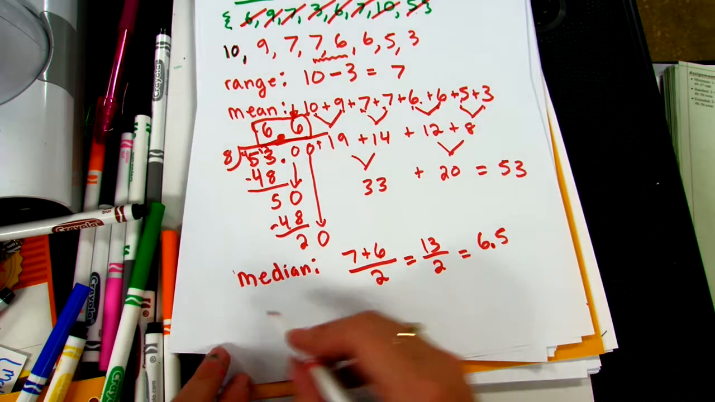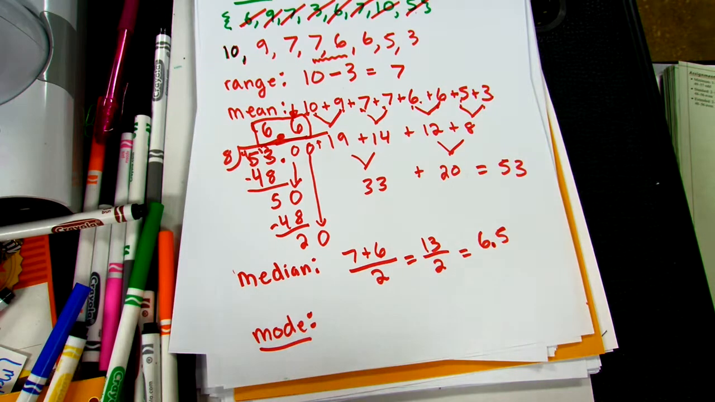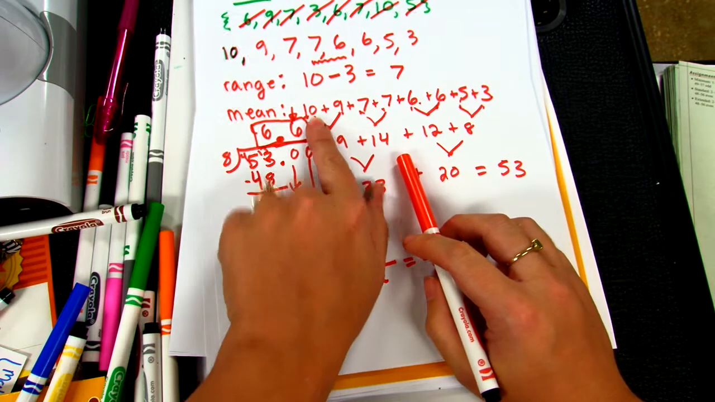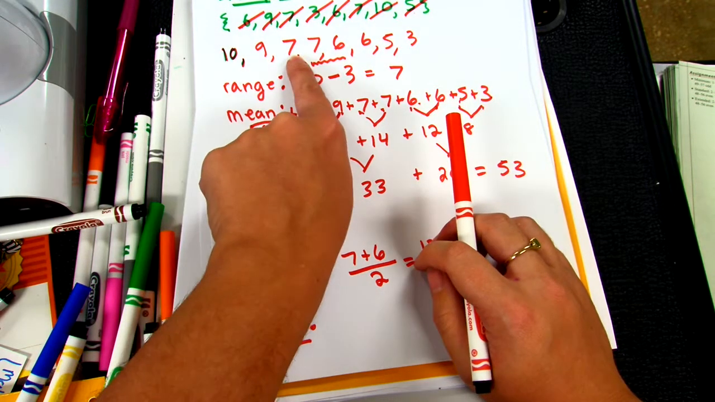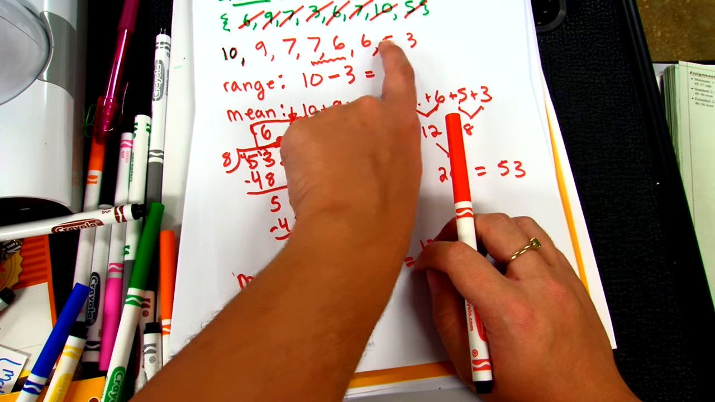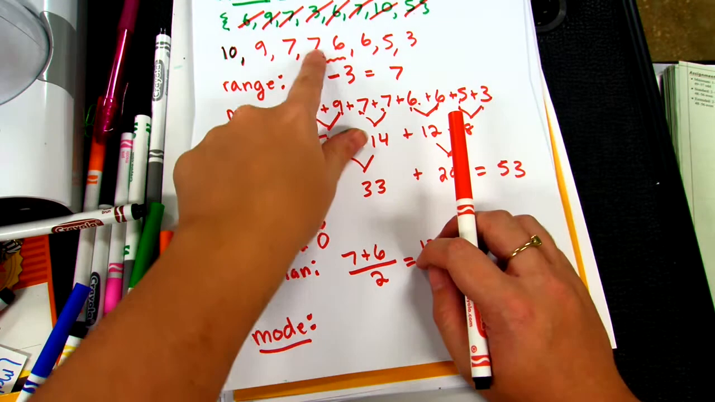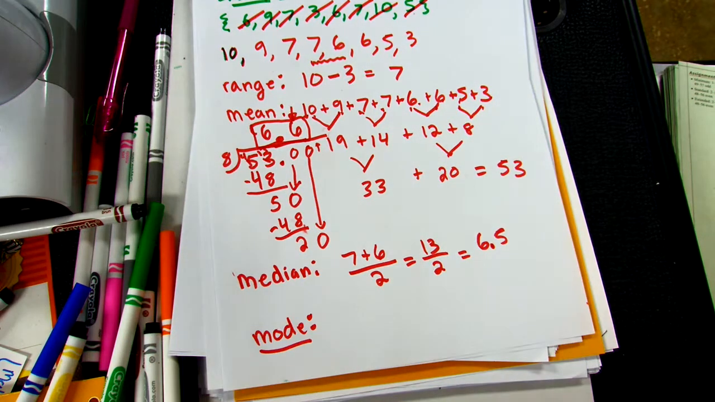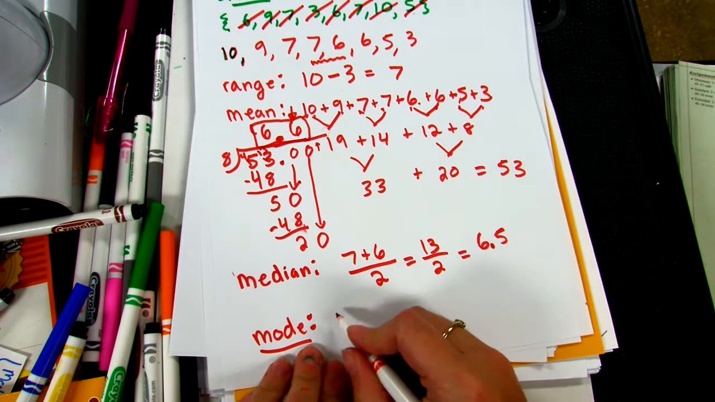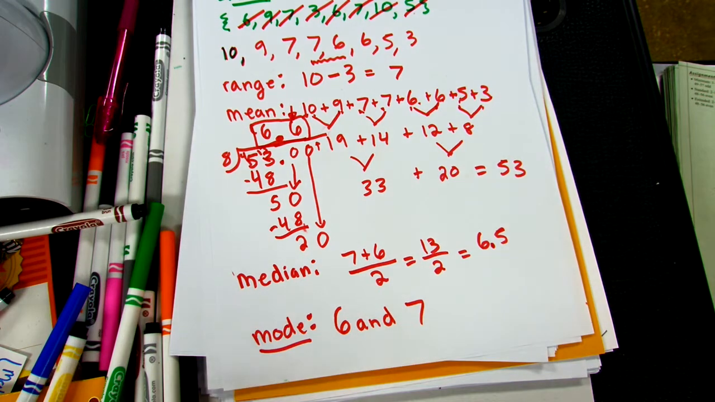All right. Last is our mode, which is the number that occurs the most. So I'm looking at my numbers. I have 10. I have 1 9. I have 2 7s, 2 6s, 1 5, and 1 3. So the most anything occurs is twice. The 7 occurs twice, and the 6 occurs twice. So remember, I can have more than one mode. So my mode is 6 and 7 because they both occur twice.